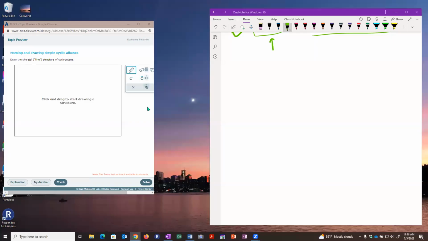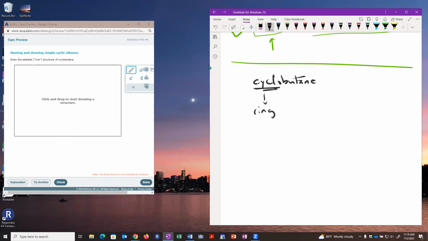All right, so this one, as an example, we're looking at drawing the line structure of cyclobutane. In organic chemistry, the name tells you a lot about what the structure is going to look like. So cyclo means that it's going to be a ring structure, and but means 4 carbons, and the ane here tells you all carbon-carbon single bonds.